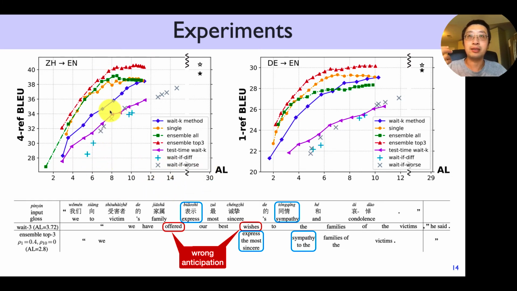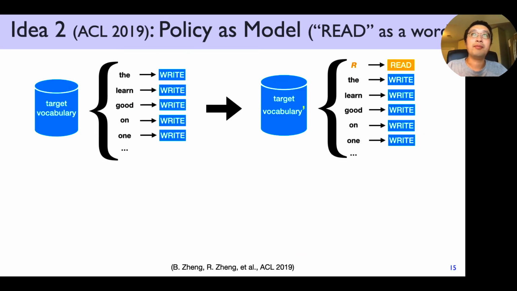The AL on the x-axis is just a latency metric, being like how many words you are behind the source speaker. And we can see that it's much better than wait-K, even though it's a very simple idea of an ensemble of different wait-Ks and dynamically choosing which wait-K to use. And you can see the fixed wait-3 model makes wrong anticipations, offered wishes, even though it should be expressed sympathy. And our dynamic policy says "and" then waits a long time. Then we say "express the most sincere," and then wait another time, and "sympathy too." And that's much better. But that's one idea.